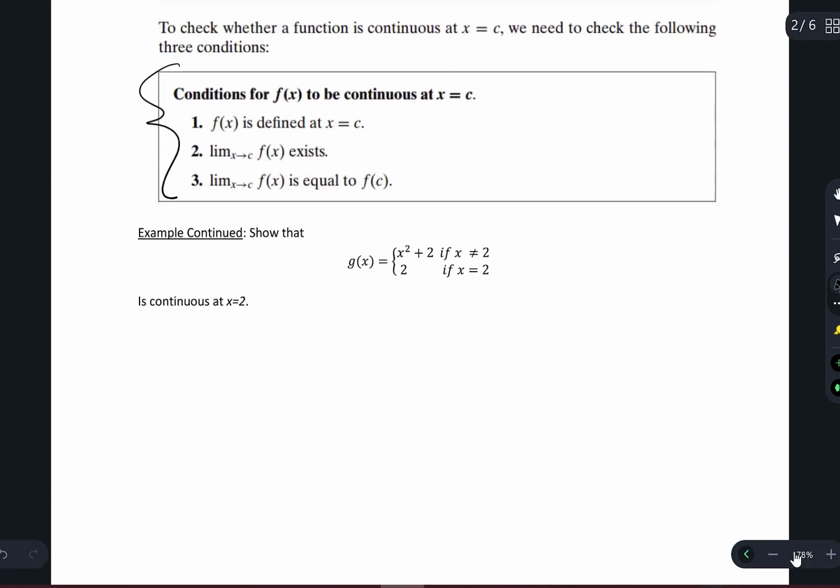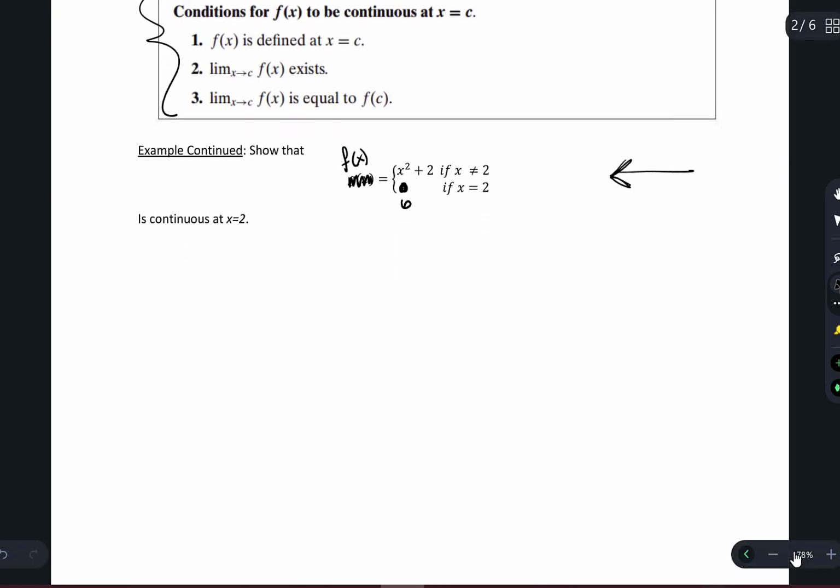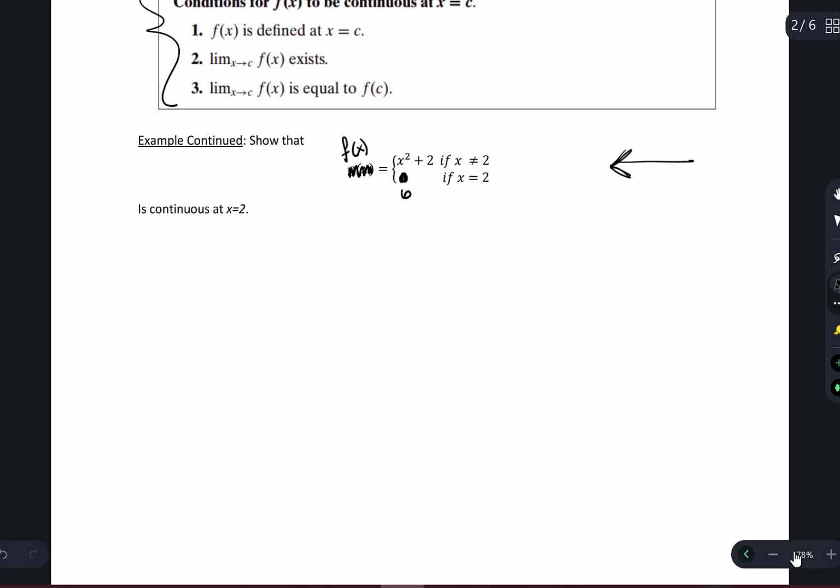All right, so we're going to show that g of x, but this is actually a typo. I will fix this in your copy. This should be f of x. f of x is actually the one that we want here. So in your copy, this is going to be correct. So we want to show that f of x, that function that we just saw on the previous page, is continuous when x is equal to 2. So we're going to start by showing each of these 3 conditions.